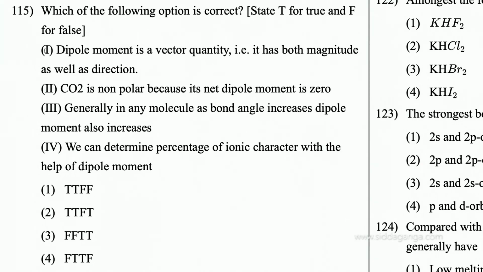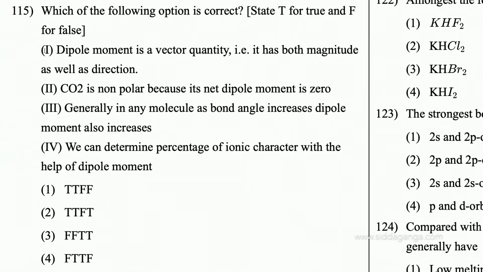So the next question, which of the following options is correct? State T for true and F for false. Okay, the first option is dipole moment is a vector quantity, that is it has both magnitude as well as direction. Obviously that is the correct option, we all know that dipole moment is a vector quantity. Then second option, carbon dioxide is non-polar because the net dipole moment is 0. That we already know.